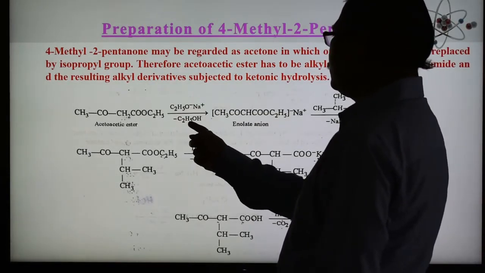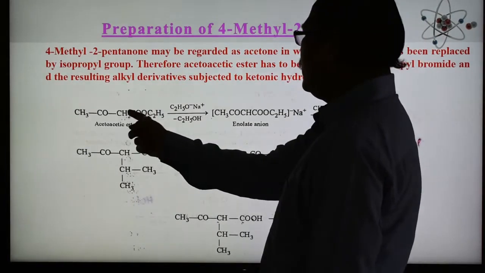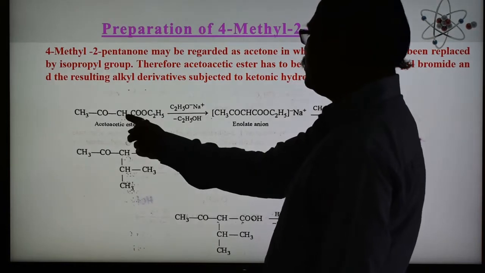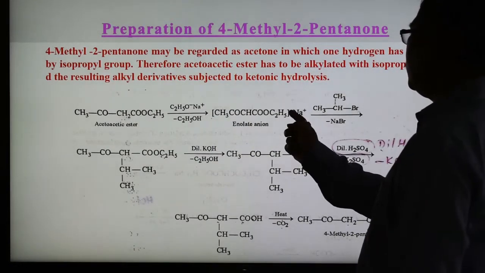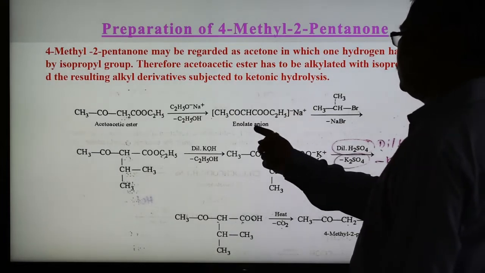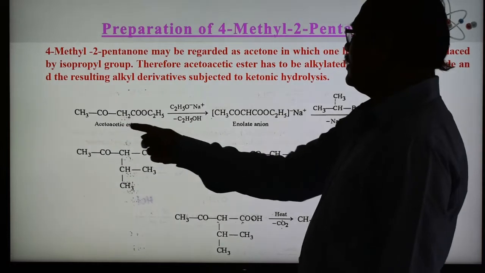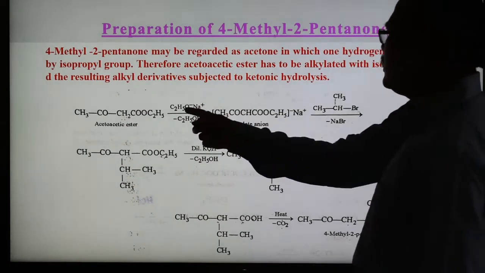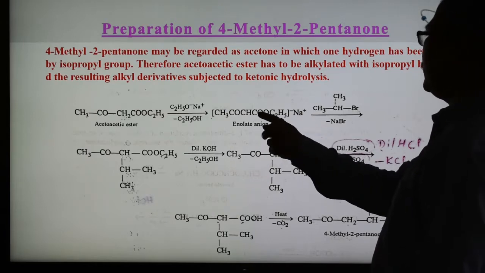So here this is the acetoacetic ester compound, and it reacts with sodium ethoxide, and there is a loss of C2H5OH. The ethoxide ion abstracts a proton, hydrogen, from this reactive CH2 group, and here there is a CH with a negative charge. This is the formation of the enolate anion. So hydrogen is abstracted by this ethoxide ion, and sodium is here. This is the enolate anion formation.